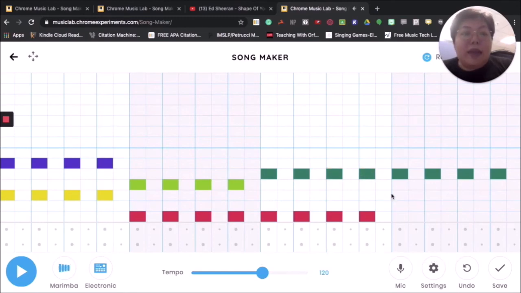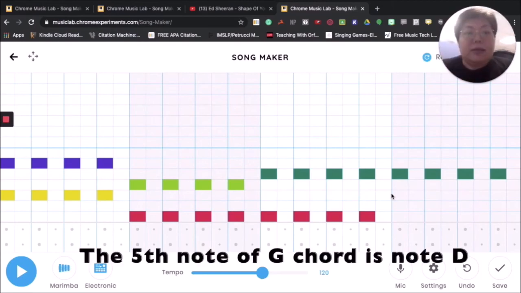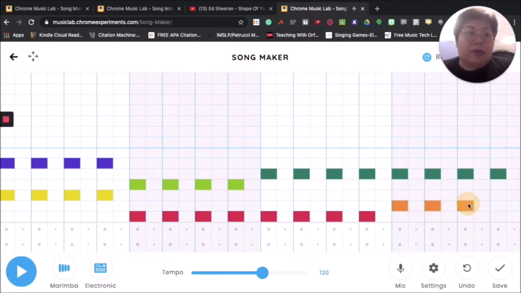Okay, and then the last chord we have is a G chord. Let's count what is the fifth note. G, A, B, C, D. So the fifth note is a D. So you can put D here. Okay. Actually, you can put D on top as well.